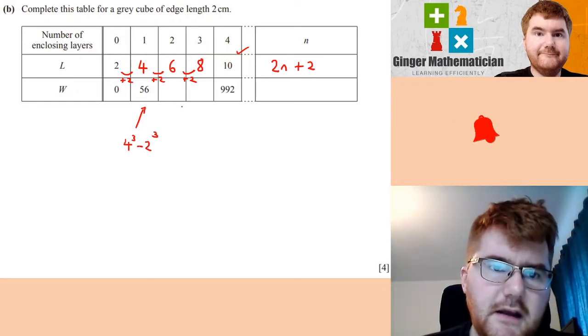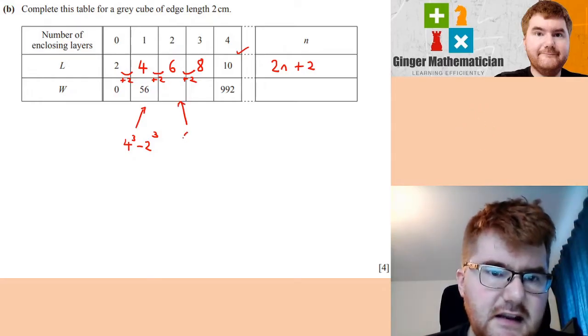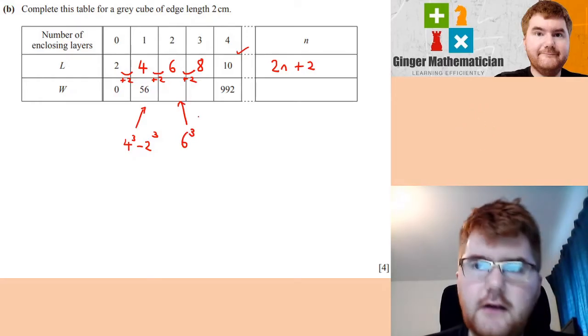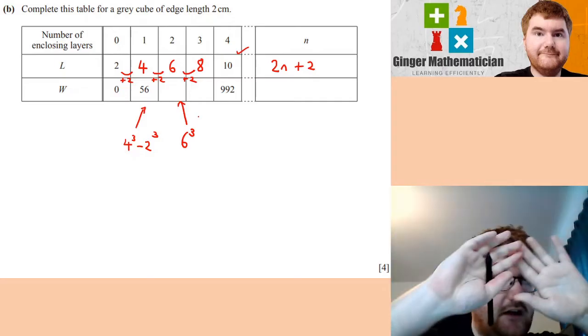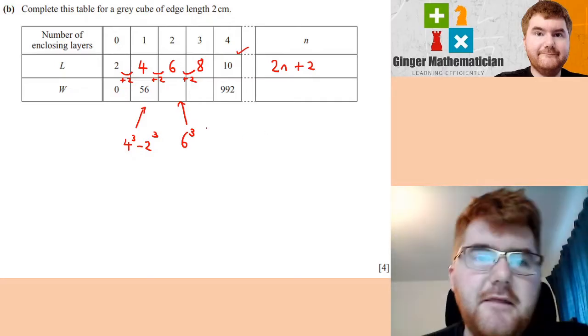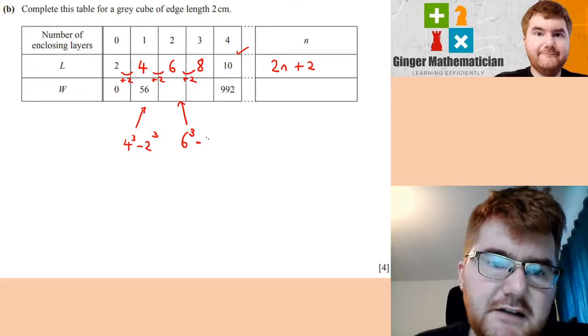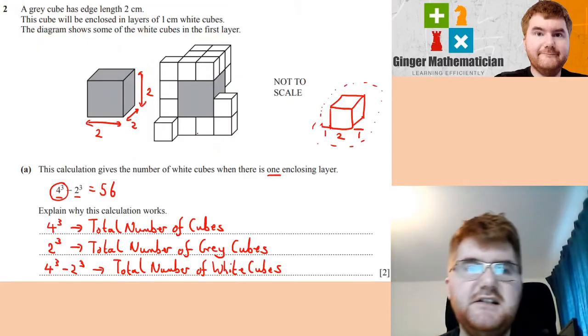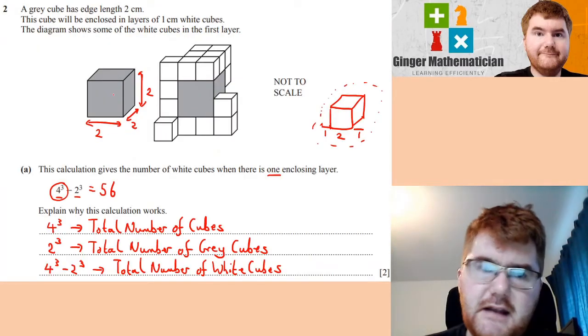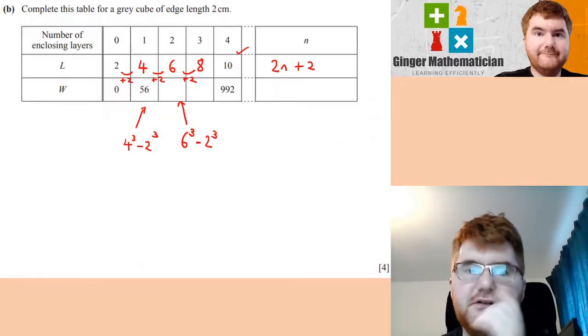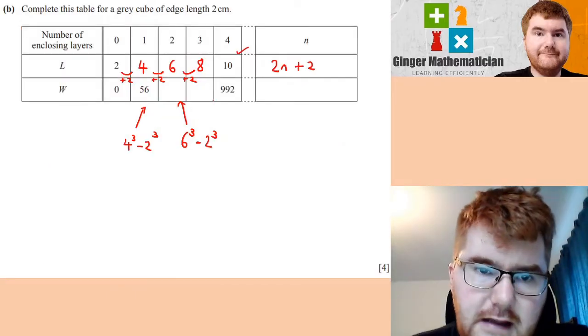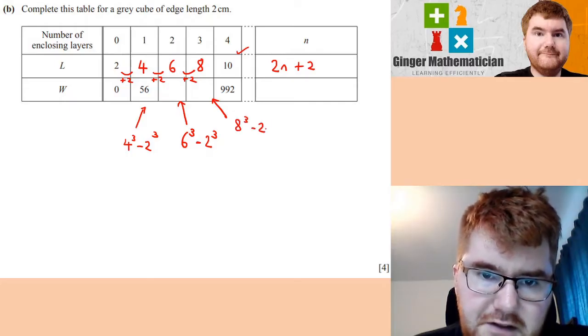So for this one here, what we're going to do is take the 6 instead. So that's the entire cube here, the entire cube with the enclosing layers, and then we're going to minus 2 cubed, because notice that this stays the same, this never changes in size. So this would be 6 cubed minus 2 cubed, and likewise for this one here, we're going to have 8 cubed minus 2 cubed.